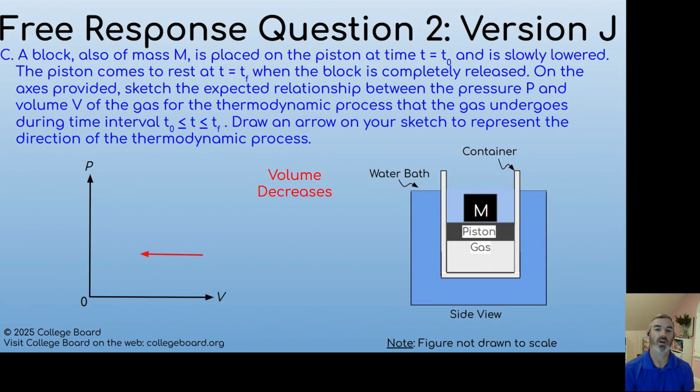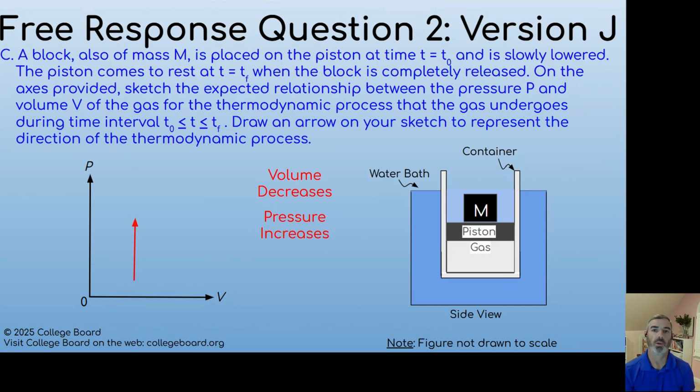Now, with the volume decreasing, we know that the water bath keeps the temperature of the gas constant. So that means something else has to change. Well, if you have the same number of gas molecules in the container, they're going to collide with the sides more frequently in a smaller container with the same temperature. So that means that our pressure increased. So when we draw our PV diagram, we're going to have pressure increasing. So our graph is going to go to the left and it's going to go up.